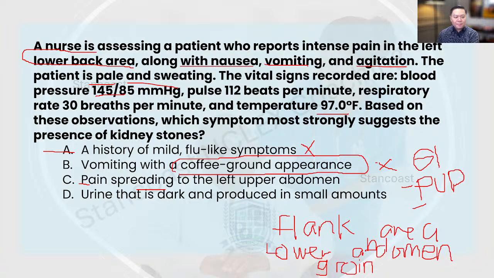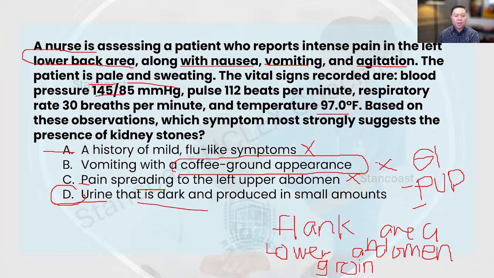And so we are eliminating letter C because it's saying left upper abdomen. Exactly opposite. Now for letter D, urine that is dark and produced in small amounts. What do you think about that? Well, of course, we don't have any other options, right? But this is the best way to actually answer: do it by elimination. Think about the different answers first. So you don't have any other option but letter D, which is actually the perfect choice for this test question.